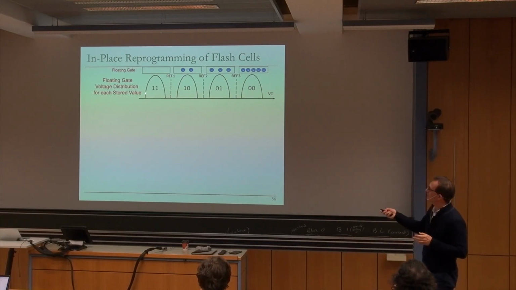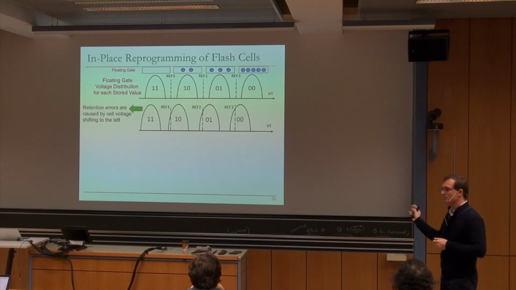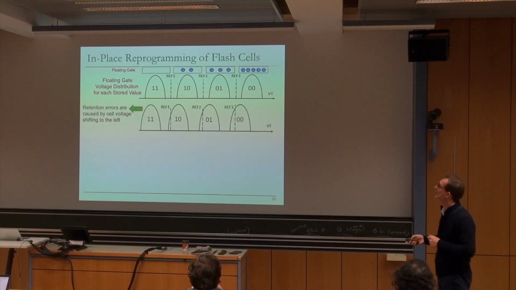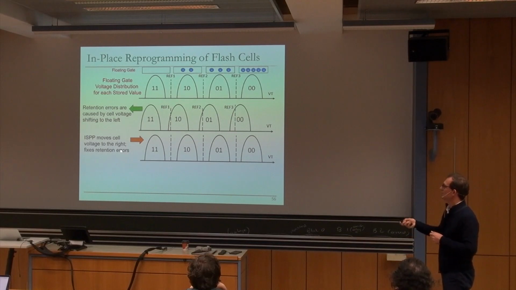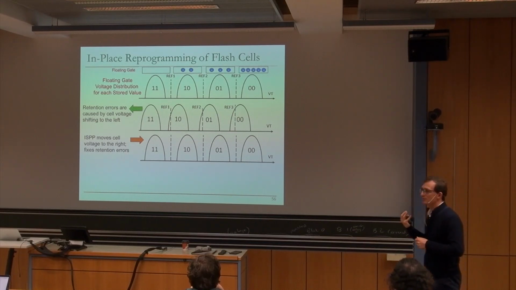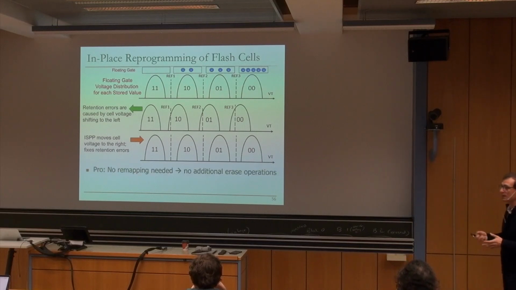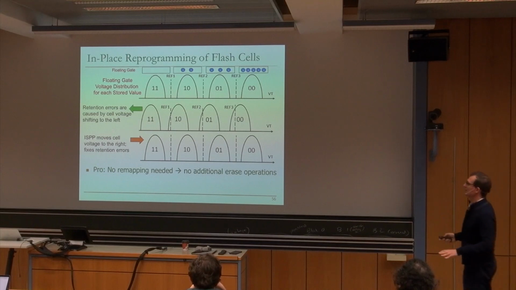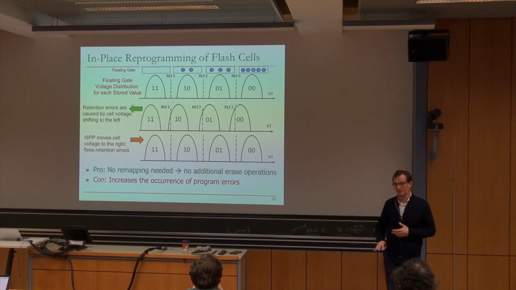So this is the floating gate voltage distributions for each stored value. We know about this. Retention errors shift these voltages to the left. And if you do incremental step pulse programming in place on the same page, you basically shift the voltage to the right, and that fixes the retention errors. That's the idea over here. The big pro is there's no remapping that's needed, no additional erase operations. The con is you increase the occurrence of program errors because while you're programming, you're affecting what's happening around you.